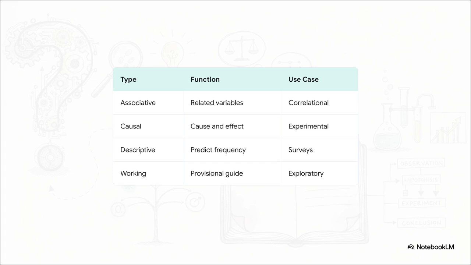Next is the causal hypothesis. This goes a massive step further. It predicts one variable actively influences another, which is the strict domain of experimental research using highly controlled environments and control groups. Then we have the descriptive hypothesis, which predicts the frequency of a phenomenon, like estimating the average stress levels of local public school teachers. This is absolutely perfect for broad surveys and needs assessments. Finally, the working hypothesis. Think of this one as your rough draft. It's a provisional guide for the early stages of exploratory research that just helps organize your thoughts before you have all the hard facts in front of you.